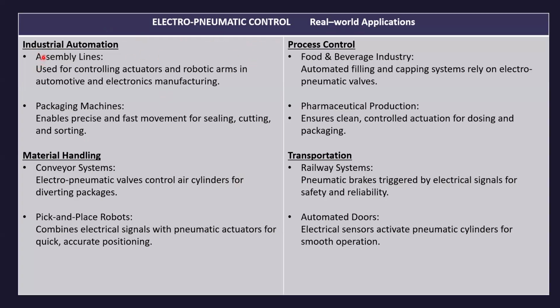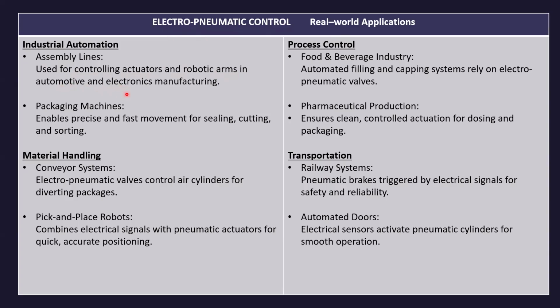Where is it that those things are being applied? Okay, industrial automation, assembly lines. So we're talking about pneumatic control. All right, electro-pneumatic. So there are pneumatic systems that are triggered by electrical systems. There's a main powertrain in this, there will be pneumatics, and the triggering of that would be electric. Right, so where do we have that? Assembly lines used for controlling actuators and robotic arms.